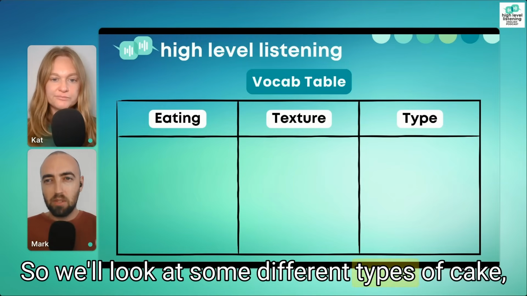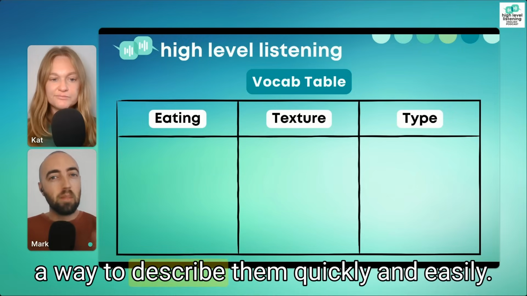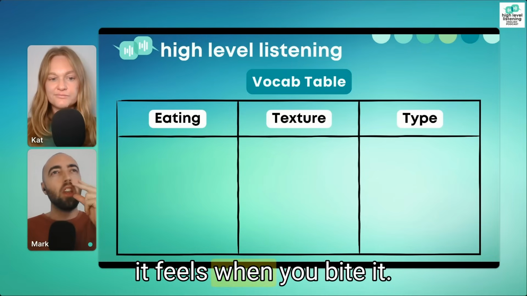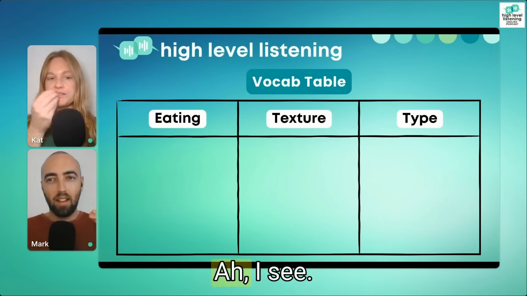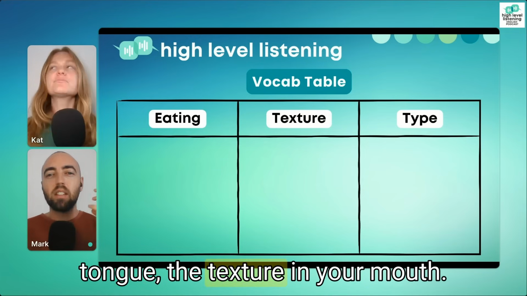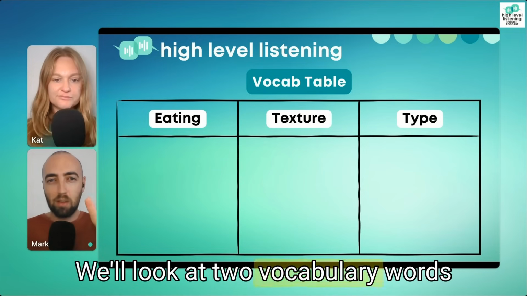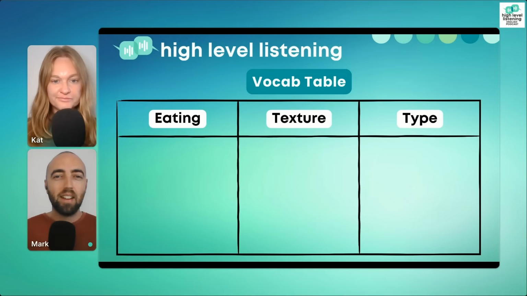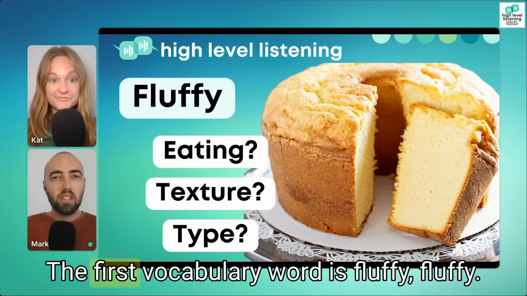So we'll look at some different types of cake, a way to describe them quickly and easily. The texture of a cake is how it feels when you bite it. I see. So it's the texture you feel on your tongue, the texture in your mouth. We'll look at 2 vocabulary words to describe cake texture as well. So the first vocabulary word is fluffy.